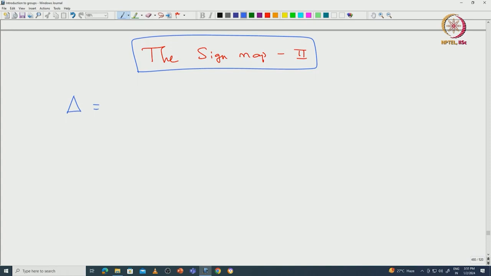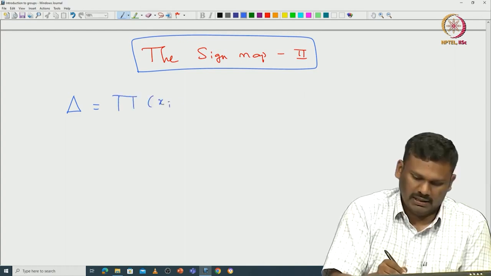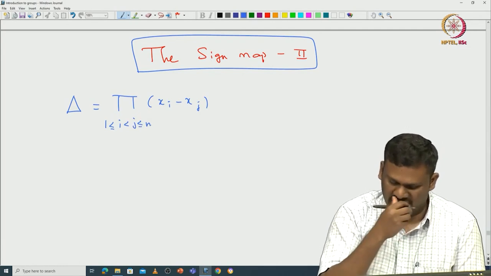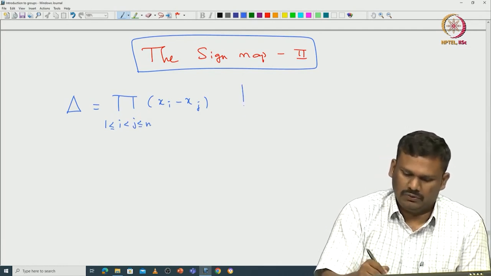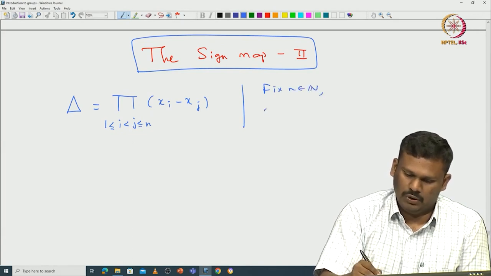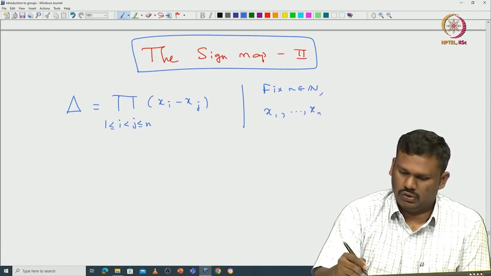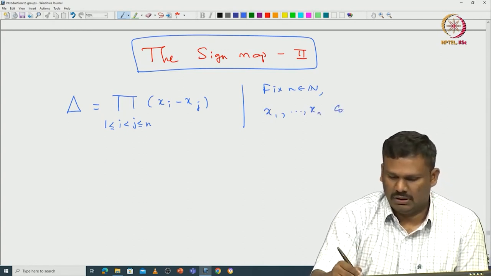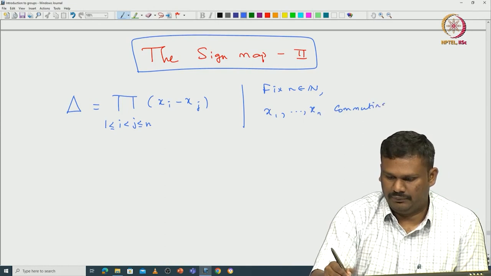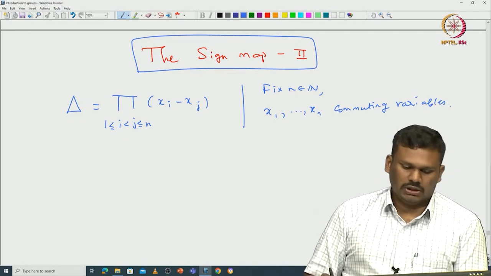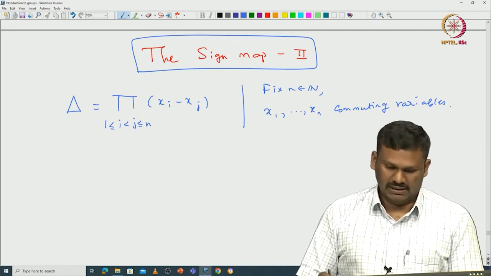So, this delta is a multivariate polynomial which is given to be the product of xi minus xj, where 1 less than or equal to i less than j less than or equal to n. So, this is the product of all these monomials. So given this n, we fix these commuting variables x1, etc., xn. So, using them, you define this delta. So, these are commuting variables. So, we wanted to use this delta in order to define this sign map.